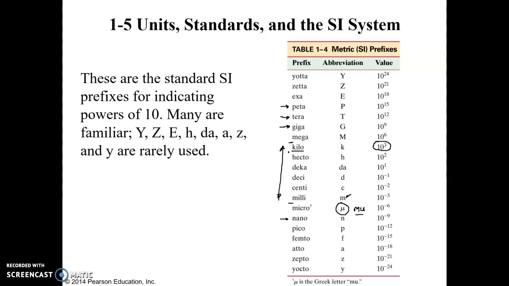They can be found on the inside cover of your textbook, which I have scanned and posted to Blackboard as well for your reference. So it looks like I'm about out of time again. We'll pick this up in the next video.